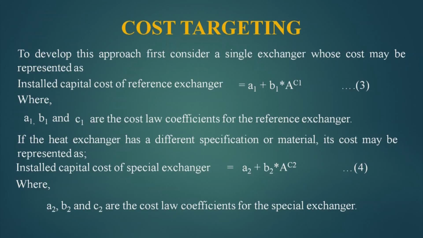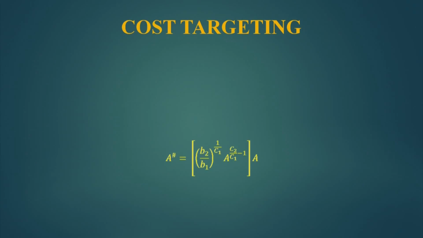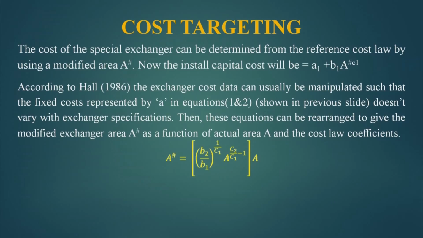Now, in the second case, if the heat exchanger has a different specification of material, say maybe stainless steel, its cost relationship will change, and maybe the cost relationship will be A2 plus B2 A to the power C2, where A2, B2 and C2 are the cost law coefficients of the special heat exchanger.